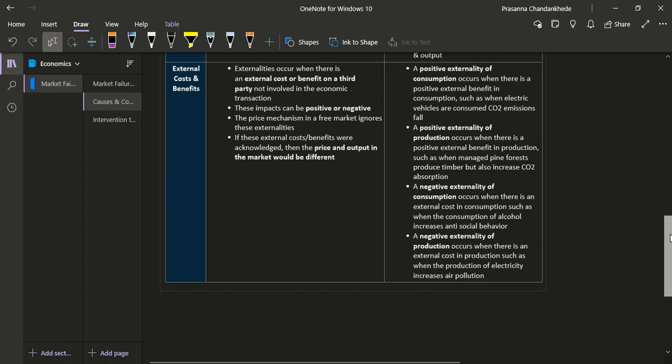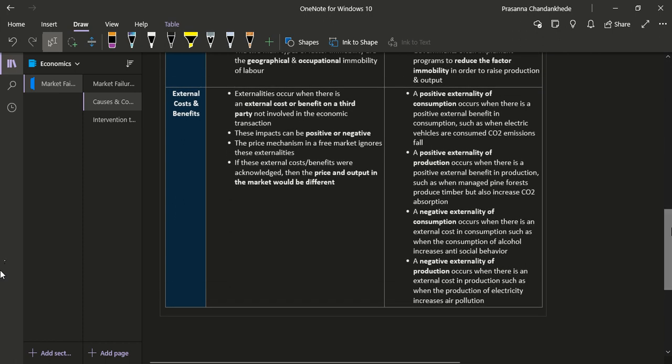Whew, that's a lot. External costs and benefits. They occur when there is an external cost or benefit on a third party not involved in an economic transaction. These impacts can be positive or negative. The price mechanism in a free market ignores these externalities. If these external costs or benefits were acknowledged, then the price and output in the market would be different.